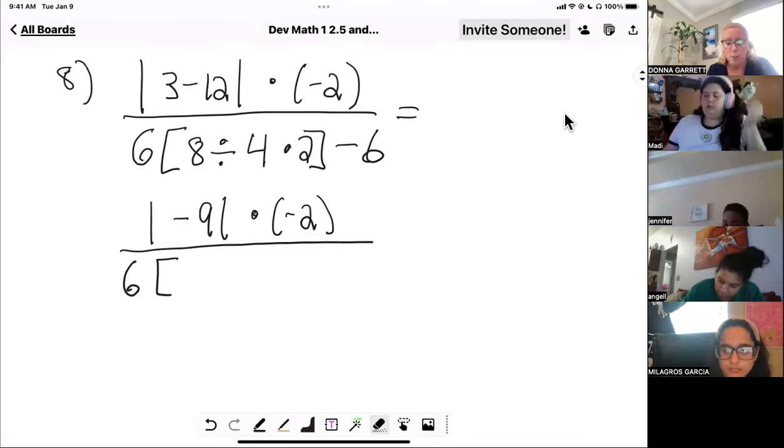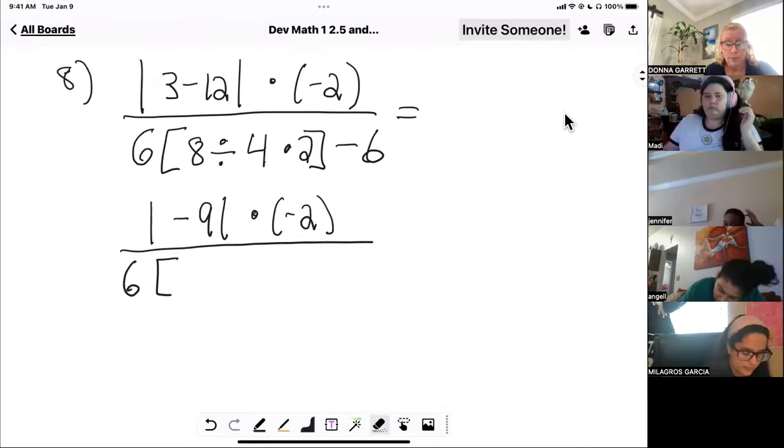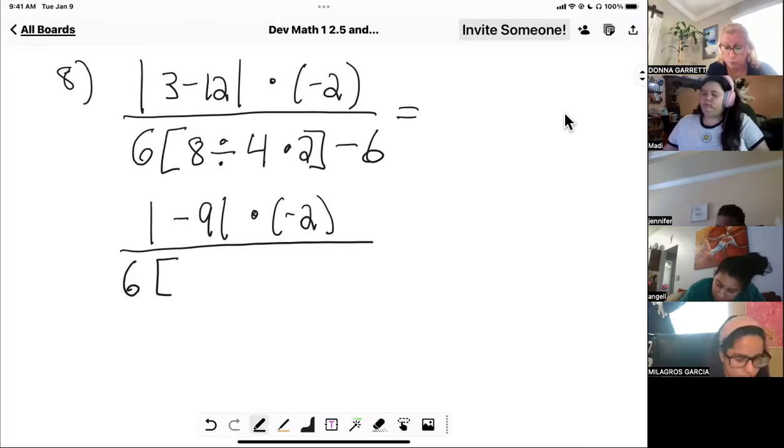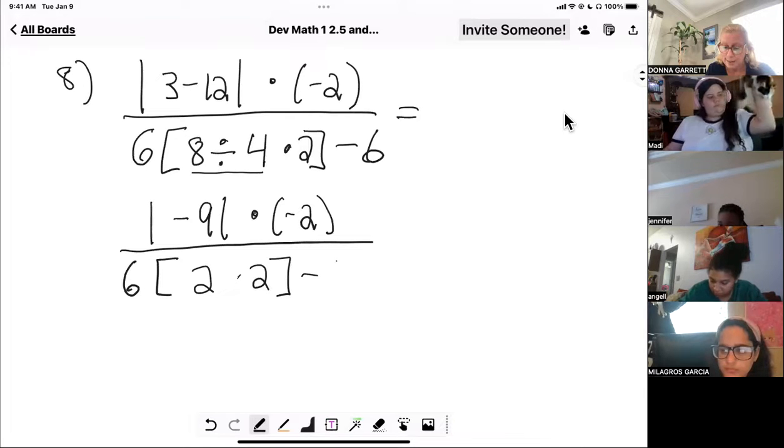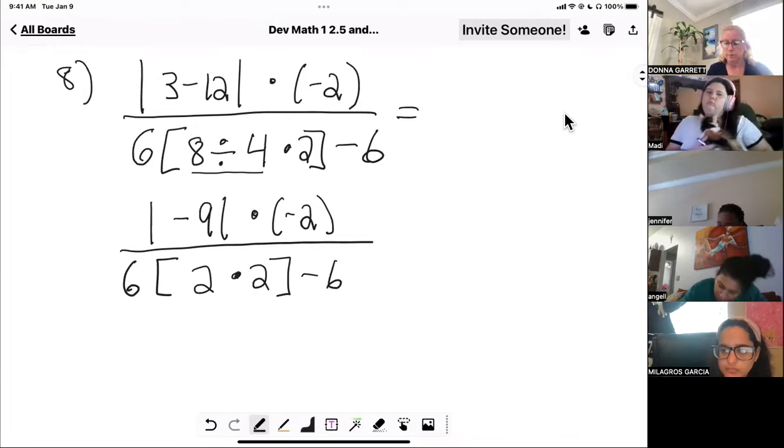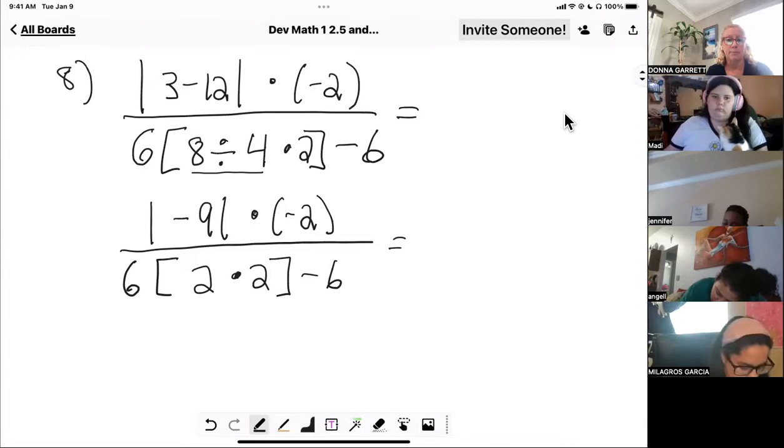Okay, so we have our bracket. The first step is we're going to divide, because dividing comes before multiplying. So 8 divided by 4 is 2, times 2 minus 6. So the first step was just, I did one thing in the parentheses on top, and I did one thing in the parentheses on the bottom.